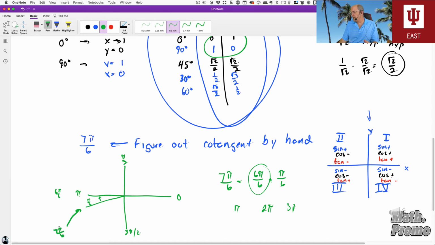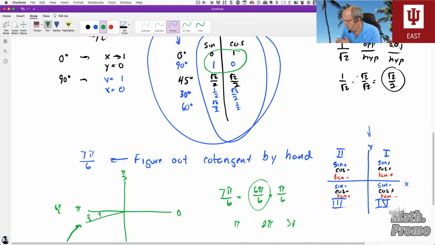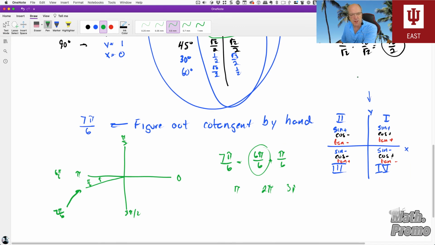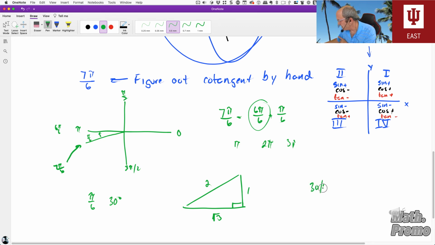But what did I say up here? You only care about the angular distance to the x-axis. So even though I've got 7 pi over 6 thrown at me, all I care about is this pi over 6. Well, what is pi over 6? Pi over 6 is a 30-degree angle. And we've already got our triangle. I actually draw these out just so that I'm okay. Now again, remember, this is a 30, 60, 90, and pi over 6 is the smaller one.